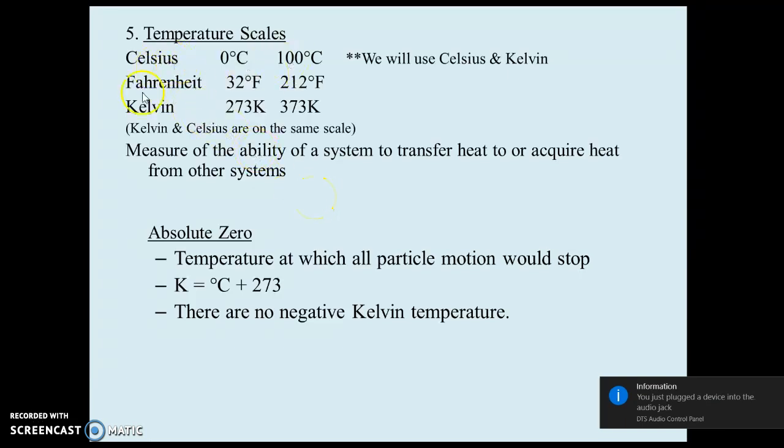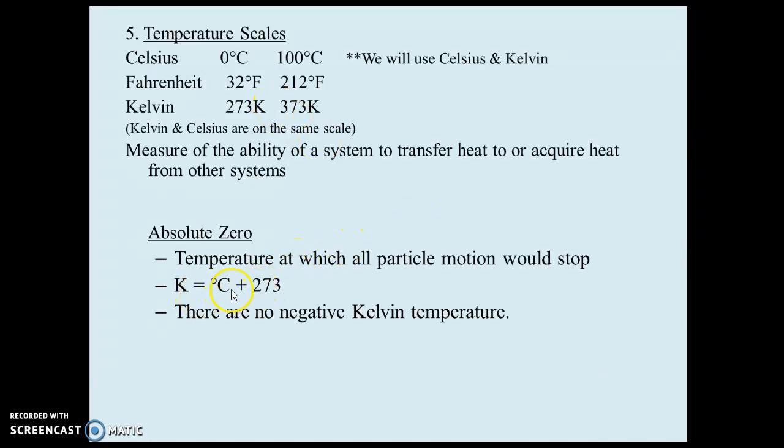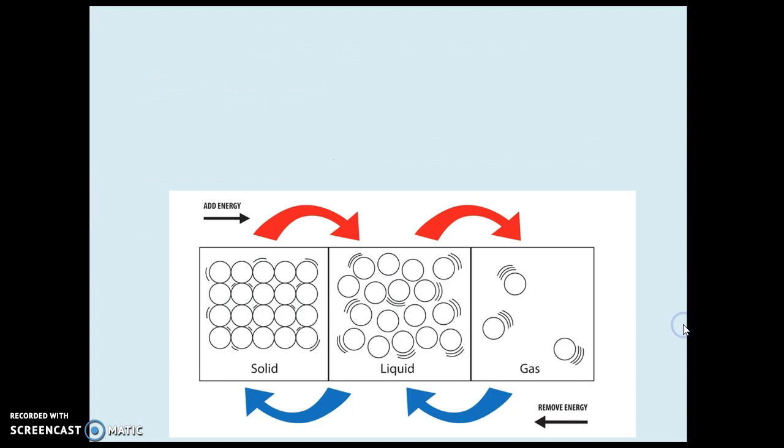So we're going to be using Celsius and Kelvin. They're pretty easy to convert. If you wanted to change Celsius into Kelvin, you just add 273. If you wanted to change Kelvin into Celsius, you subtract 273. So it's all about that 273, and you have an example of that on your worksheet.